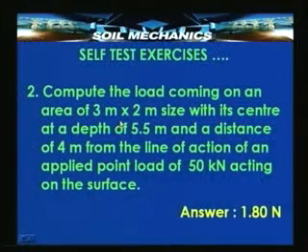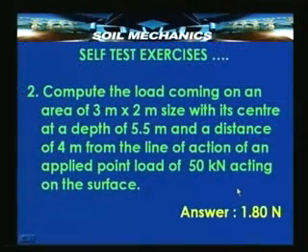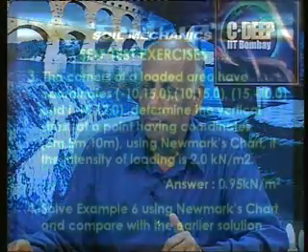The next problem is an area of size 3 meters by 2 meters. We want the load, that's total load, that is being carried by this area when its center is at a depth of 5.5 meters and not directly below the concentrated load, but at a distance of 4 meters from the line of action of the concentrated applied load. The applied load is 50 kilonewtons acting on the surface. The answer will be 1.80 kilonewtons.